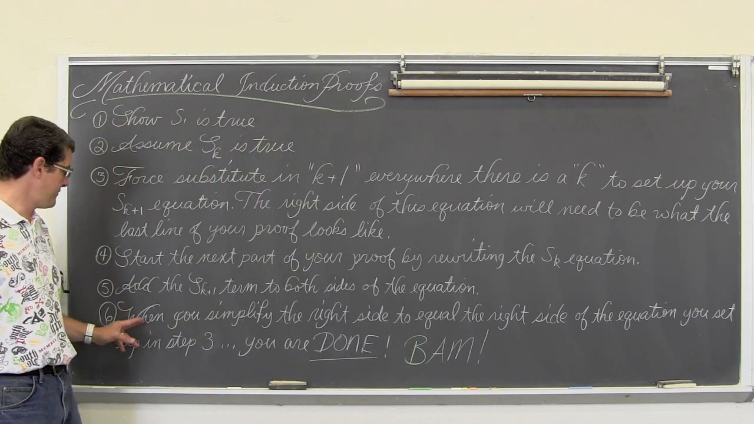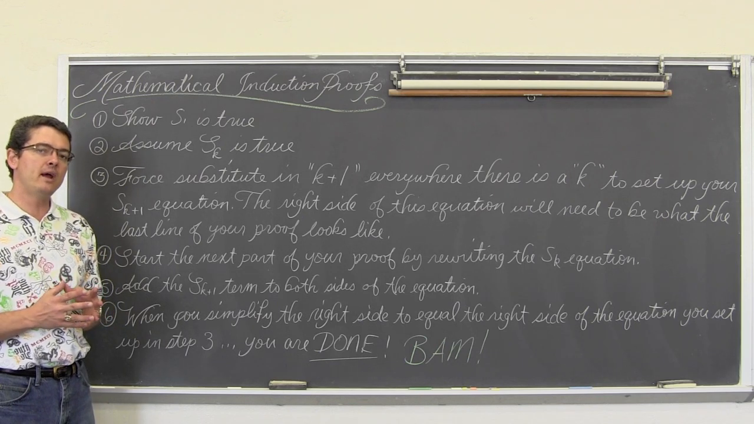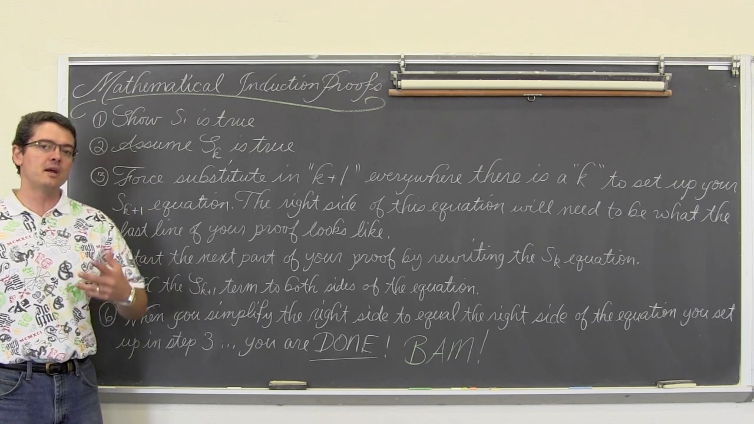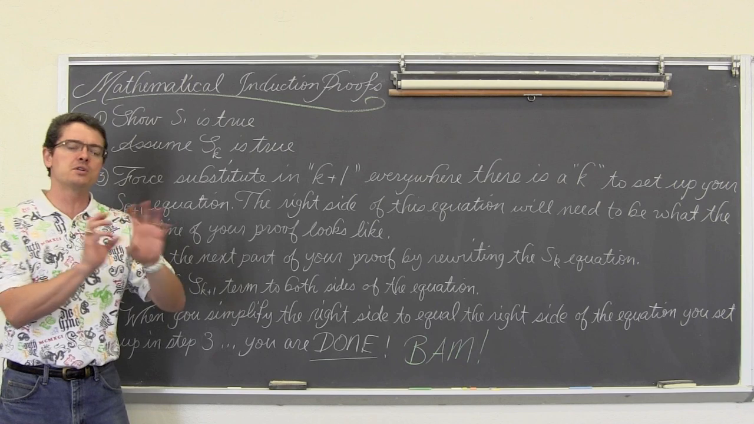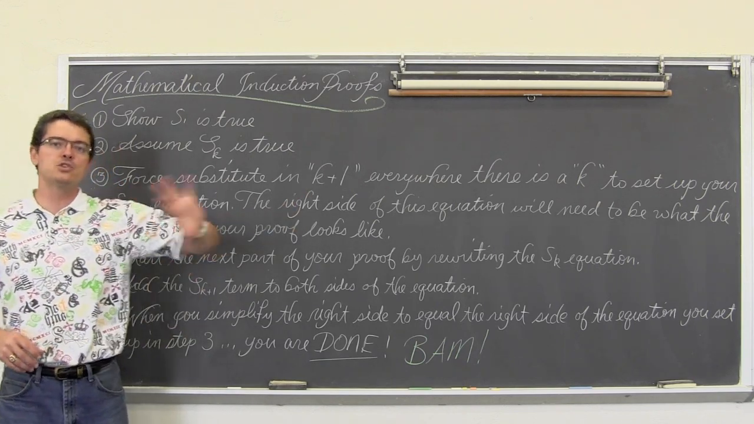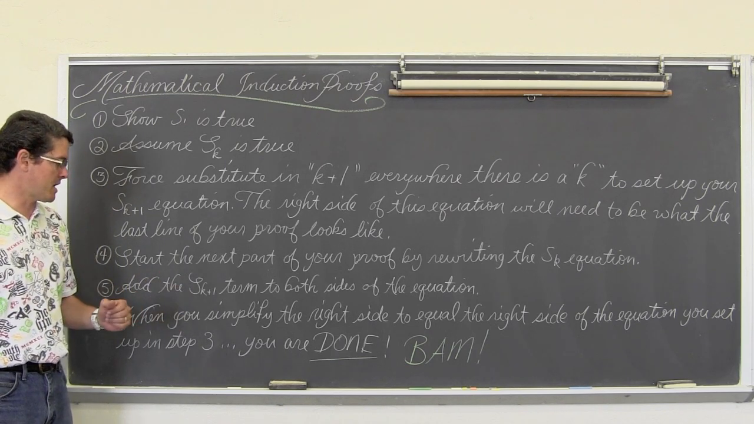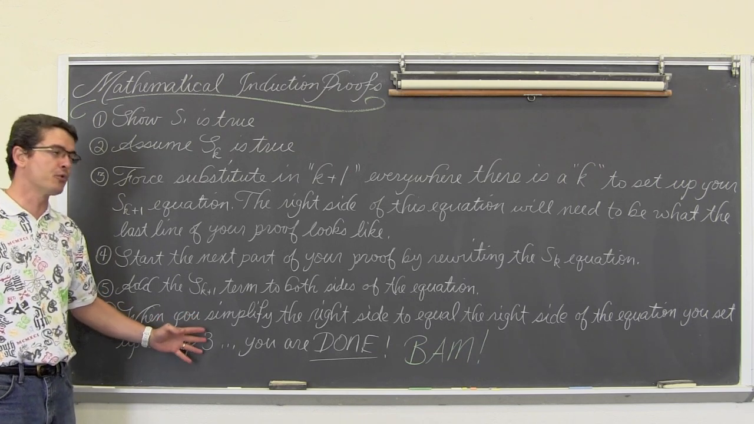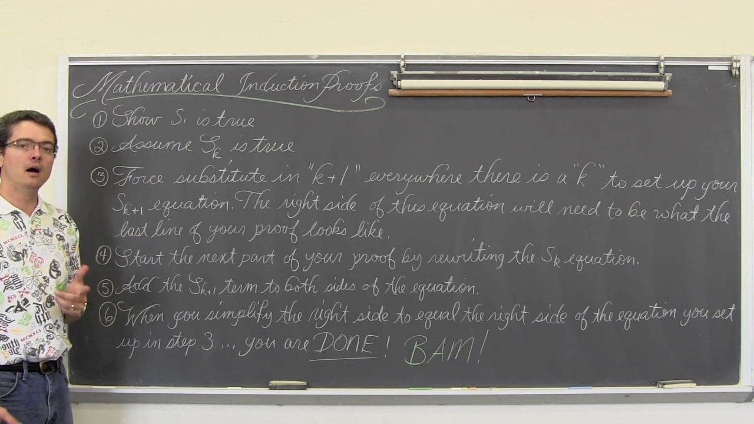Then the rest of the proof is going to be, we're going to simplify the right side of that equation and see if we can, with some algebraic steps, get the right side of that equation to equal what you got in step 3, where I'd like to say you forced in the k plus 1 substitution, where in step 3 you found out what the right side of the equation should be when we're done with our induction proof. And if you can get the algebra to make the right side of your proof look like the right side of the equation you got in step 3, you're done with the proof.